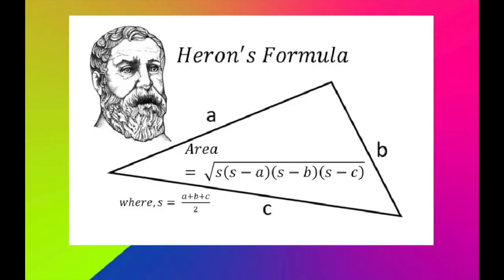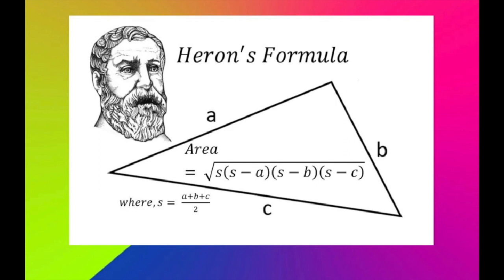And now it's time to review Heron's formula. So let's say that we have a triangle and we have different side lengths. We're given all those side lengths, but we are not given the height of the triangle. And we need to find the area.